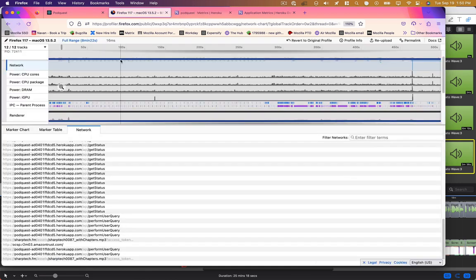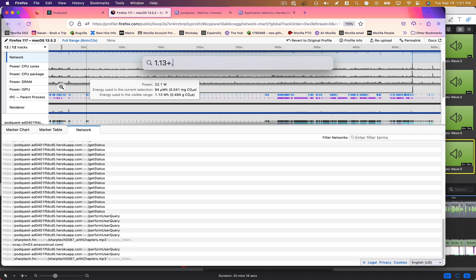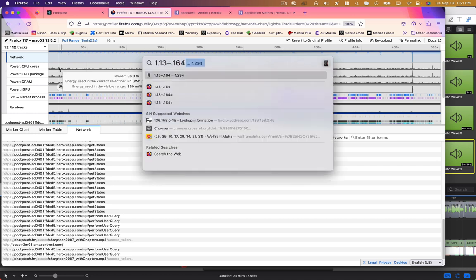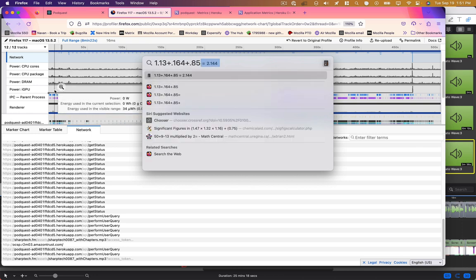So because we have the energy data here in this profiler, let's just figure out, maybe it's because it's just so negligible, it's not even worth measuring. Let's figure out the total of what we used. We've got 164 in RAM, milliwatt hours, 1.13 watt hours, plus 0.164, and then 850 milliwatt hours there, so plus 0.85. Basically nothing here. 34 microwatts on the GPU. So 2.14 watt hours.